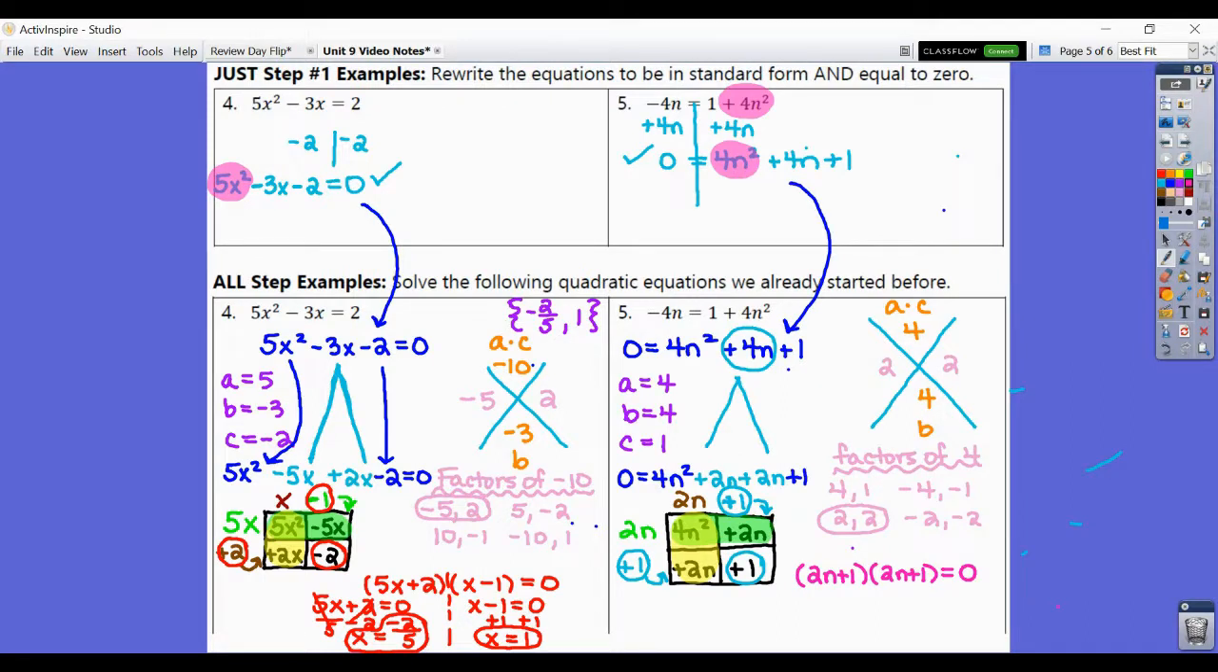I set each of the parentheses equal to 0, but notice that they're the same parentheses. So no matter what, if 2n plus 1 equals 0, the same result will be when I set my other 2n plus 1 equal to 0. So I'm going to go ahead and subtract 1. 2n equals -1. I'm going to divide by 2 on each side. So my only value for n is going to be -1/2 here. That's my only value since both parentheses were the same.